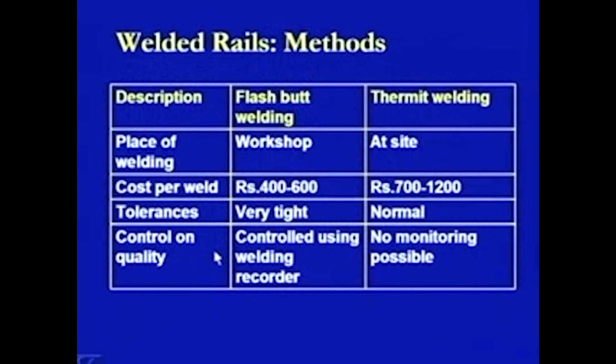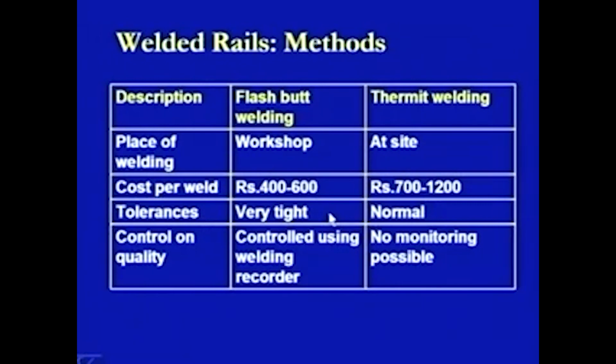Then further, some more points are there on the basis of which the comparison can be done between the two welding processes. In the case of flush butt welding, the welding is to be done in the workshop. Maybe this workshop is maintained at the site level, whereas in the case of thermite welding, it can be done at site. That is, wherever the track is being laid, we can go to that position and weld the joints wherever they are available. The cost per weld is around 400 to 600 rupees in the case of flush butt welding, but it is higher in the case of thermite welding and ranges between 700 to 1200 rupees.